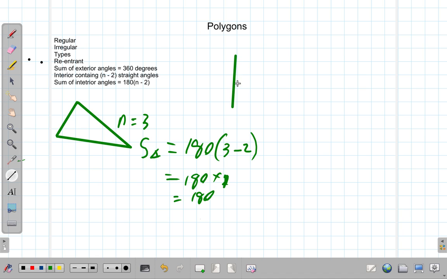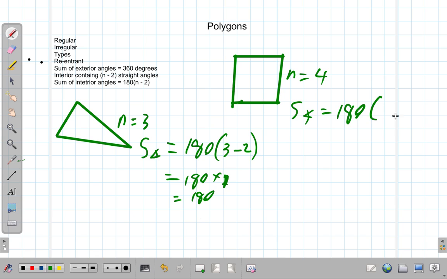Let's try that again with a quadrilateral and see what would happen. N is 4. The number of sides is 4. So the sum of the angles is 180 times n, which is 4, minus 2. So it's 180 by 2, which is 360 degrees. So all 4 interior angles add up to 360, whereas for the triangle all 3 add up to 180.